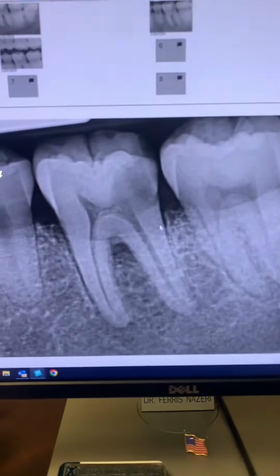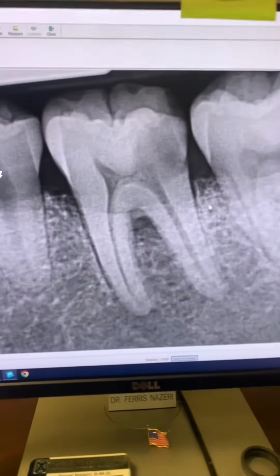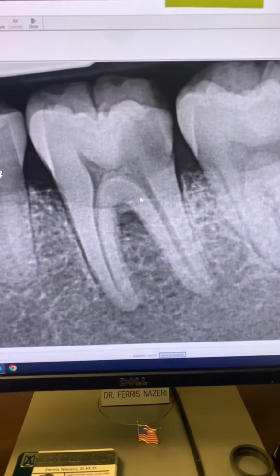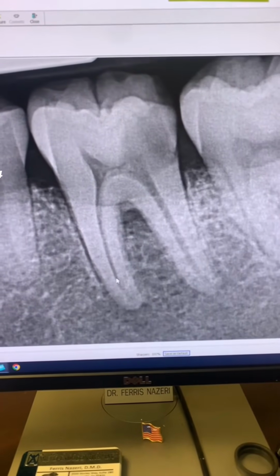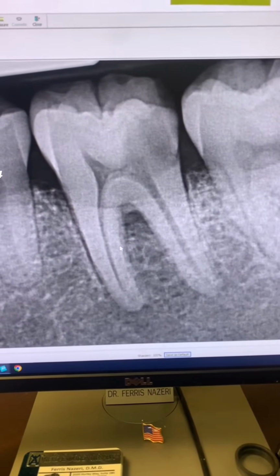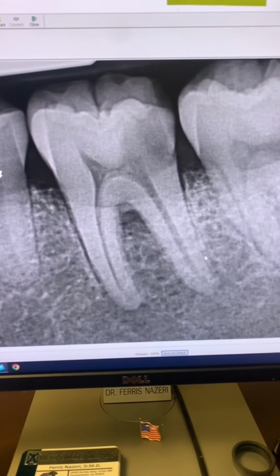So looking at this PA, how many canals do you expect this tooth to have? Maybe two mesial canals, mesiobuccal, mesiolingual, and one distal canal.